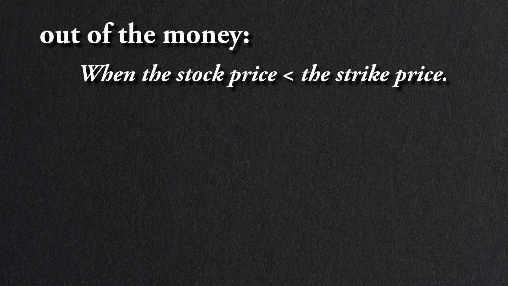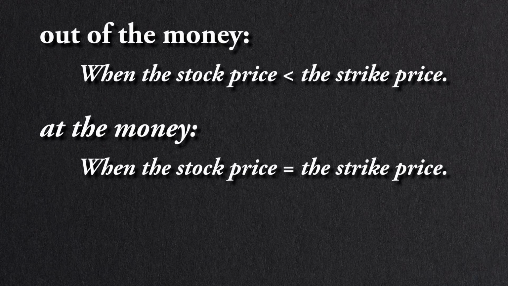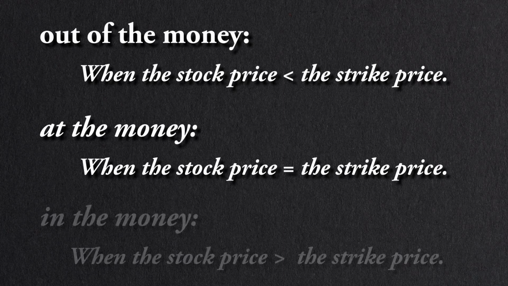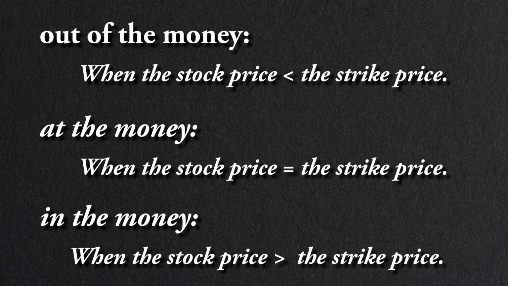So we go back to that Cisco example, the 37.50 contract. If the stock is trading below 37.50, it would be considered out of the money. If it's trading at 37.50, of course, it's at the money. And if it's trading above 37.50, the option contract is in the money.